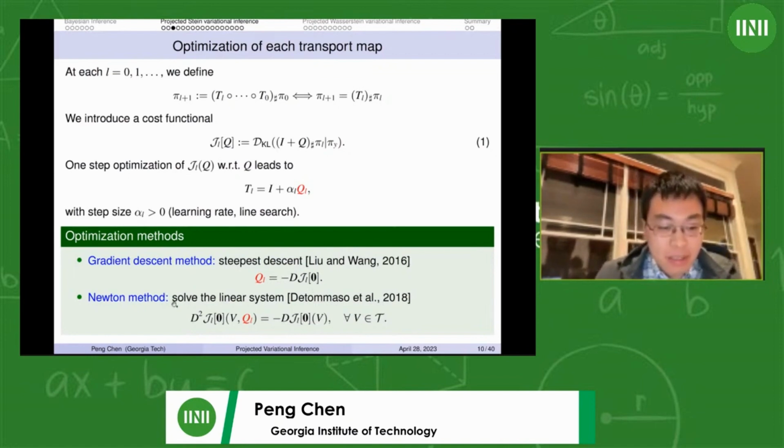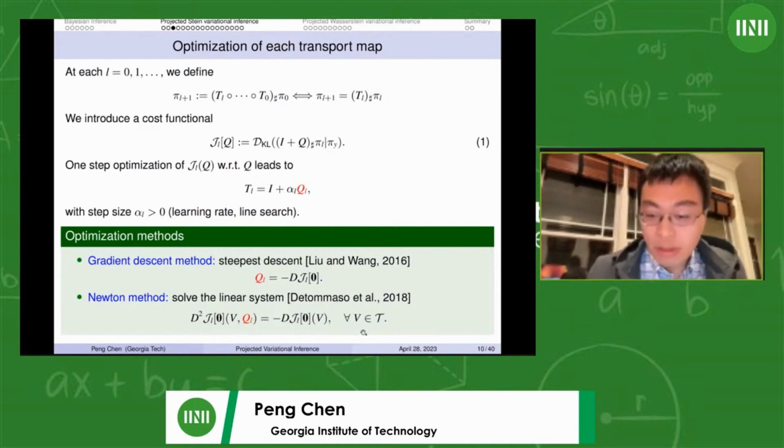And then the second method is the Newton method. You want to solve the linear system where you have the Hessian of the cost functional, and on the right you have the gradient of the cost functional. And you want to test it with respect to all possible test functions in the function class.